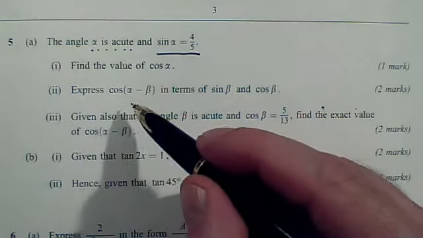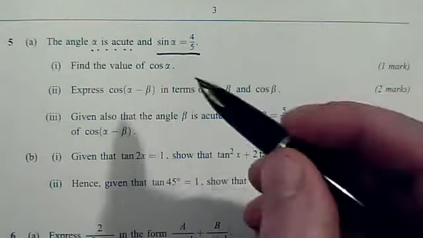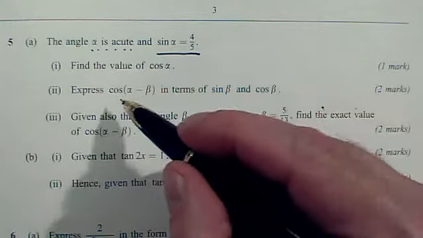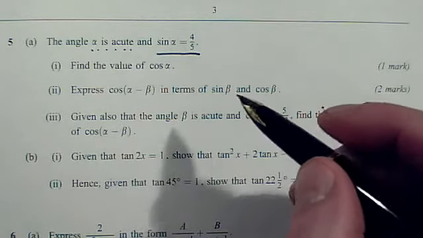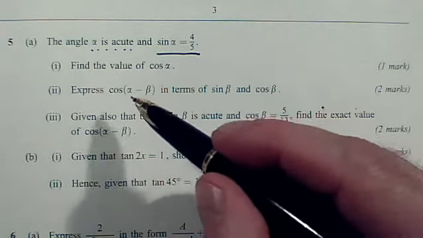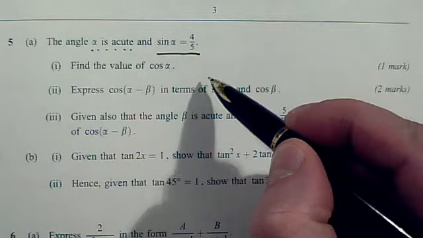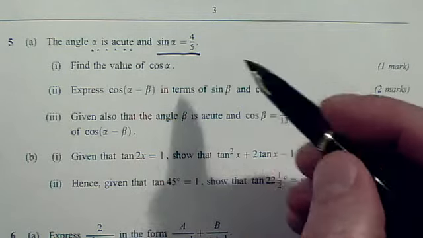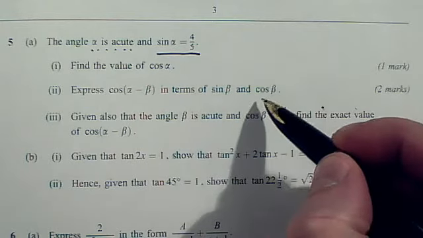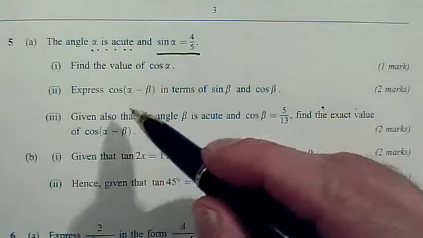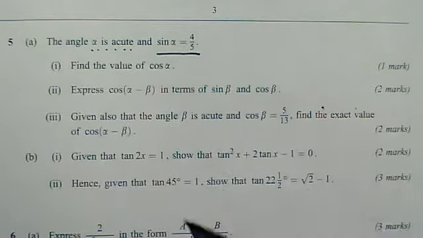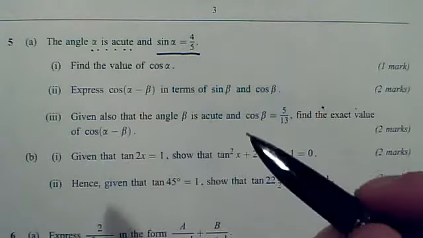Then for part 2, we've got cos of alpha minus beta. So you look up in your formula book the formula for cos of a minus b, and you substitute in sine alpha is 4/5 and cos alpha is what you've worked out it is, and then sine b and cos b are just the other bits that are left in it. So this is just putting these two values into your normal formula for that.